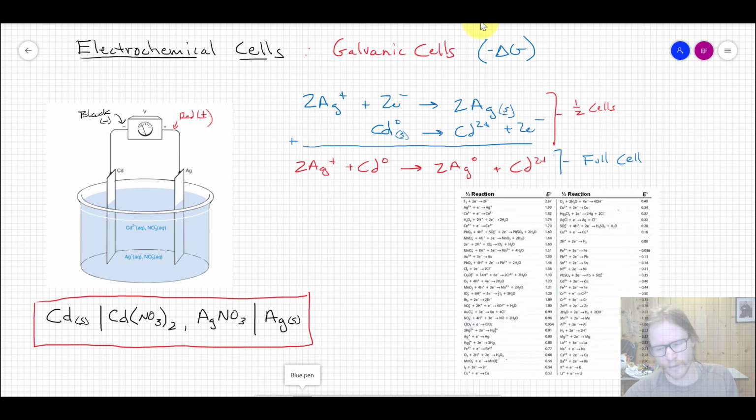If you have a non-rechargeable battery like the old NiCads, then it's just a galvanic cell. It can only run in one direction, in a spontaneous direction, and for reasons beyond the scope of this class, it can't run in the electrolytic reaction without destroying the battery.